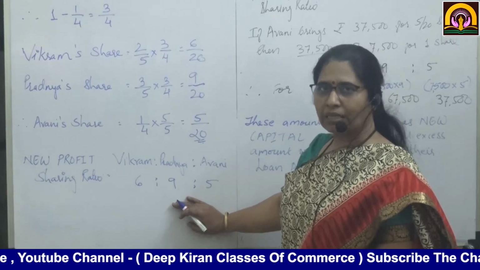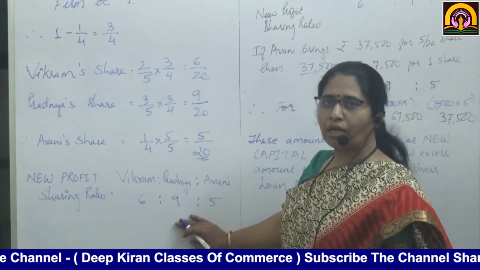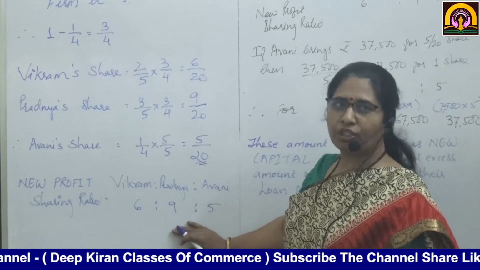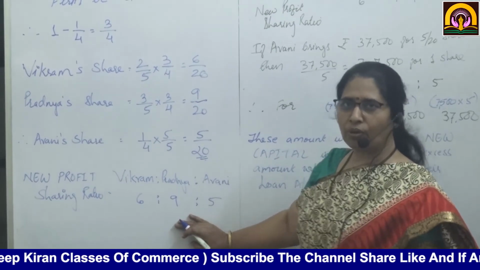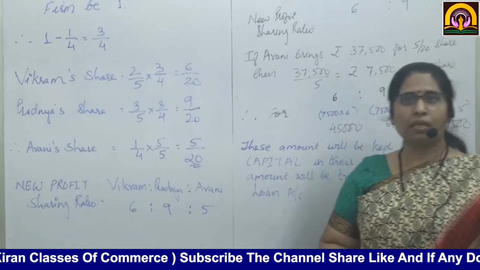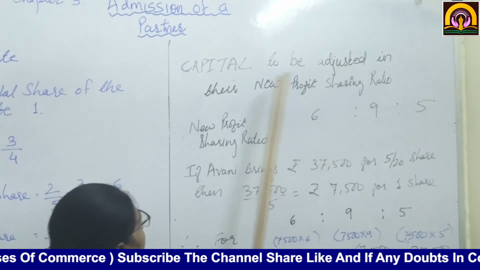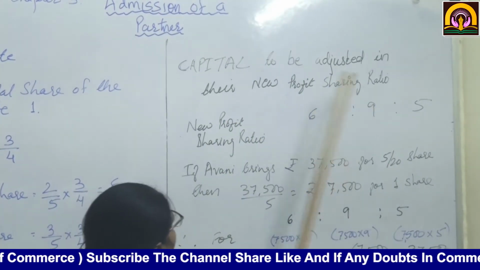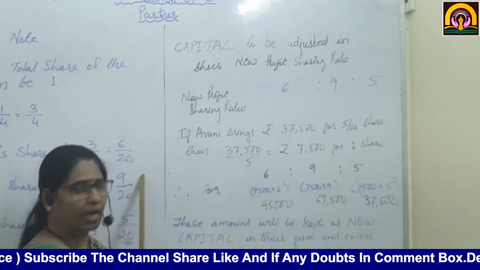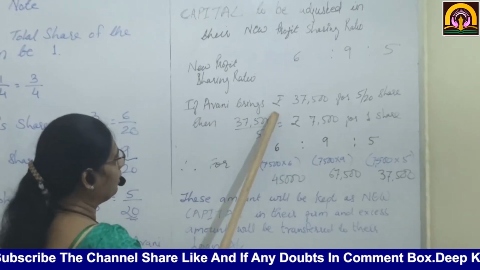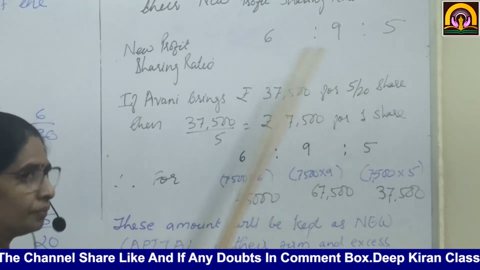But in the last, after the adjustment, what they have said is that the capitals of the partners are to be adjusted in their new profit sharing ratio, and the excess amount be transferred to the loan account. So for this, capital to be adjusted in their new profit sharing ratio, 6:9:5, which we have calculated. If Avni brings 37,500 for 5 upon 20 share.